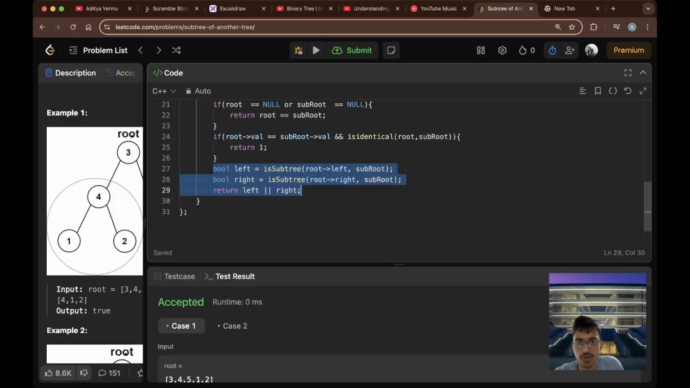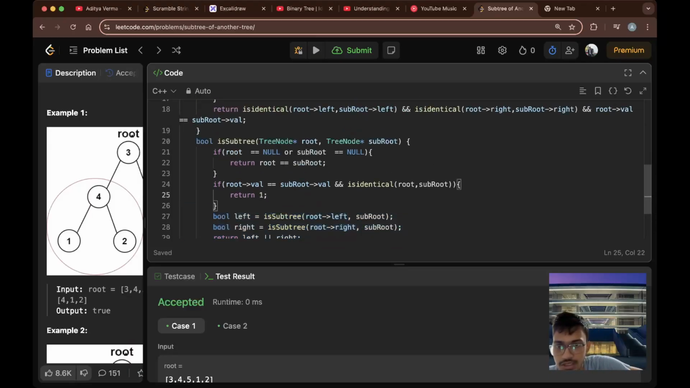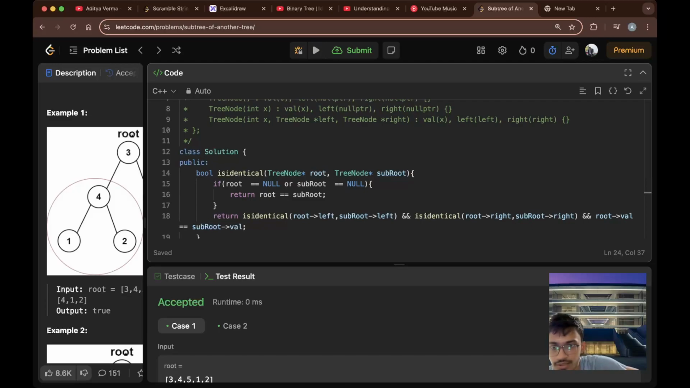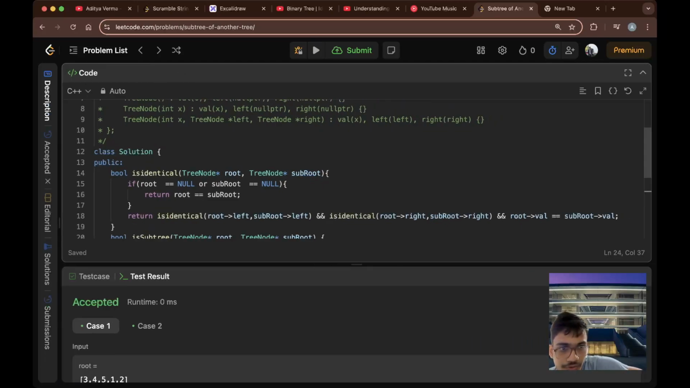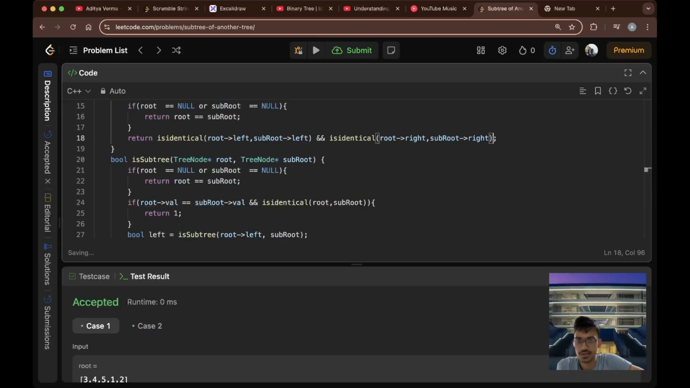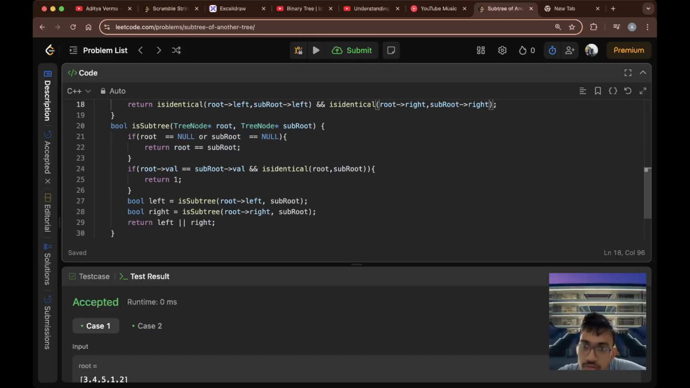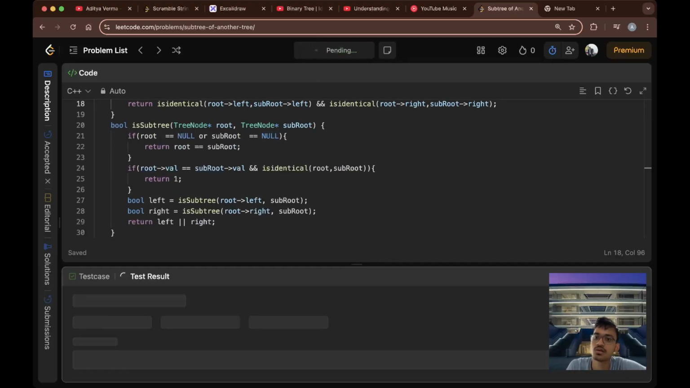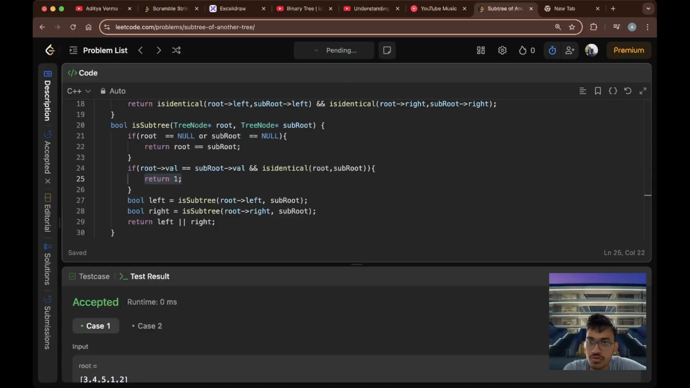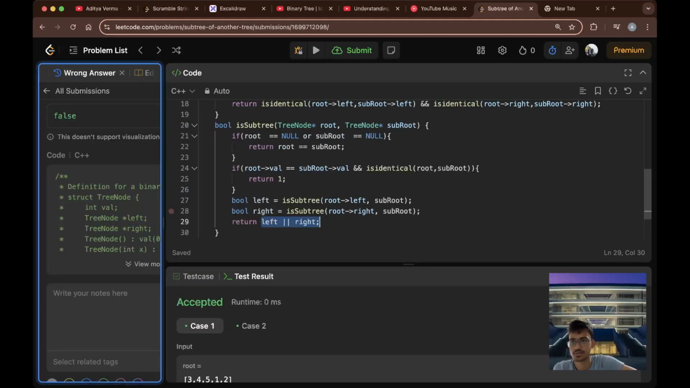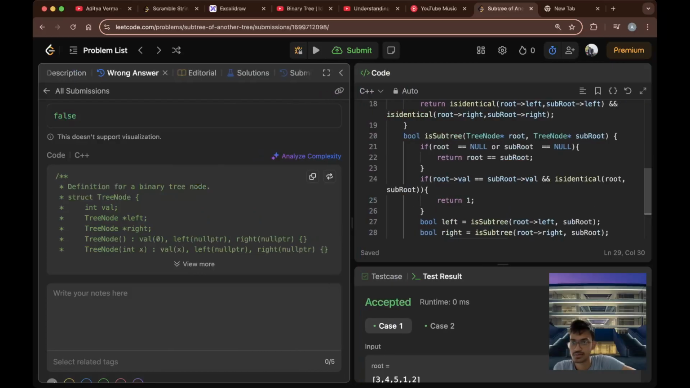Also we can do it like this. See, we have checked this roots value is equal, so we don't need to check this because they are the same. Then this should be true and this should also be left and right, but it should also be true, then only can we return true. Either of them should return true, but you have to return something. Another wrong answer, bro. What?